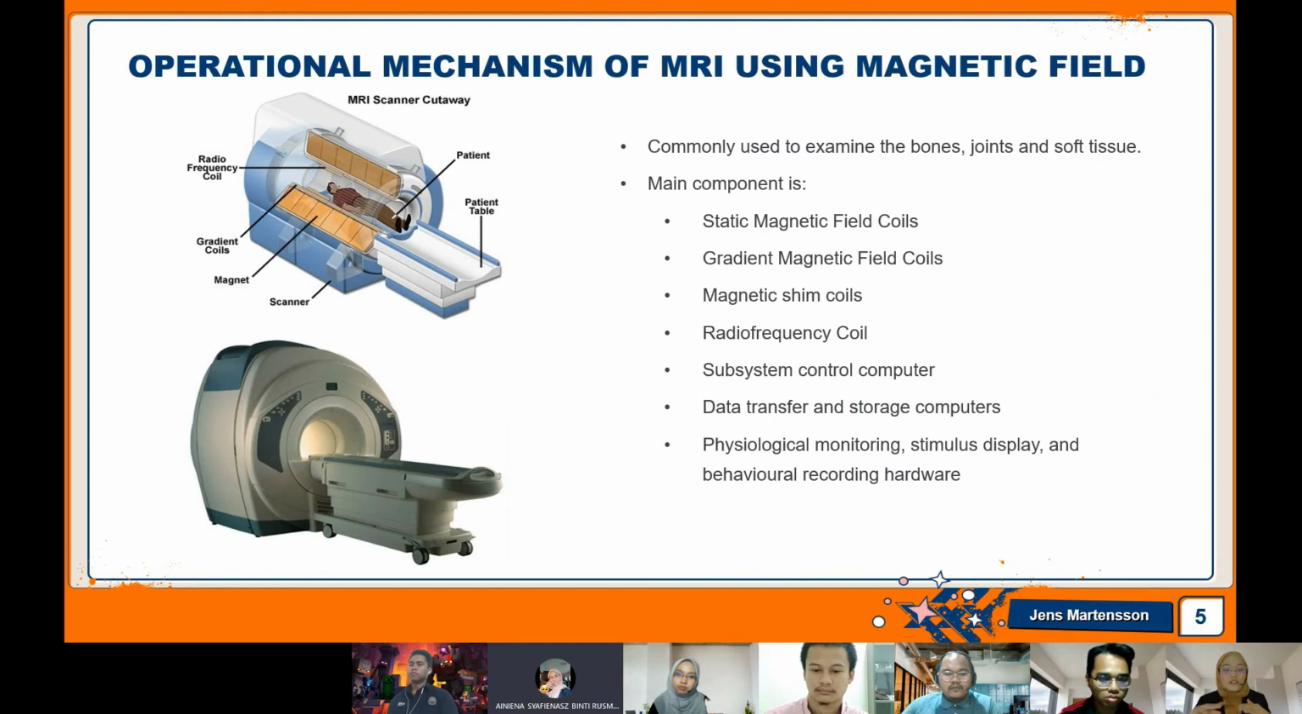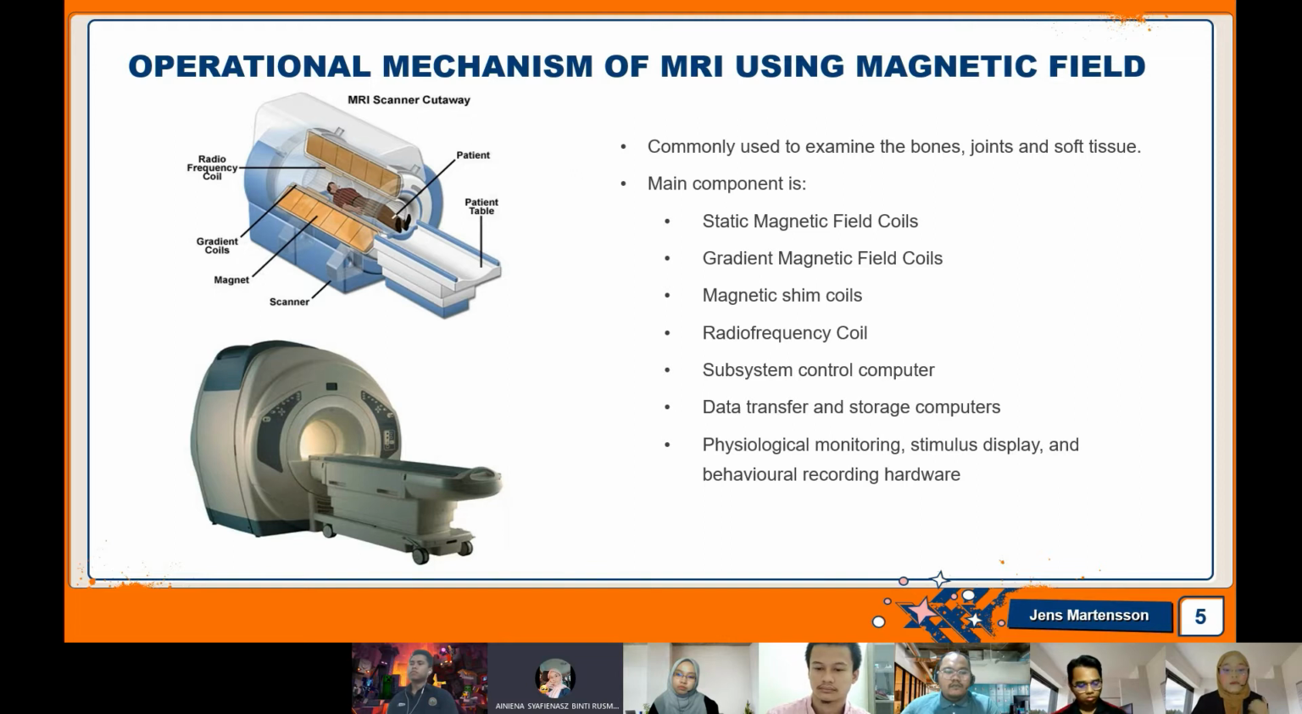Next, we go to the first point, which is the operational mechanism of MRI using a magnetic field. The MRI is commonly used to examine the body, the bones, joints, and soft tissue such as muscle, cartilage, and tendons, for things like injuries such as a fracture or tears to a tendon, ligament, or cartilage.